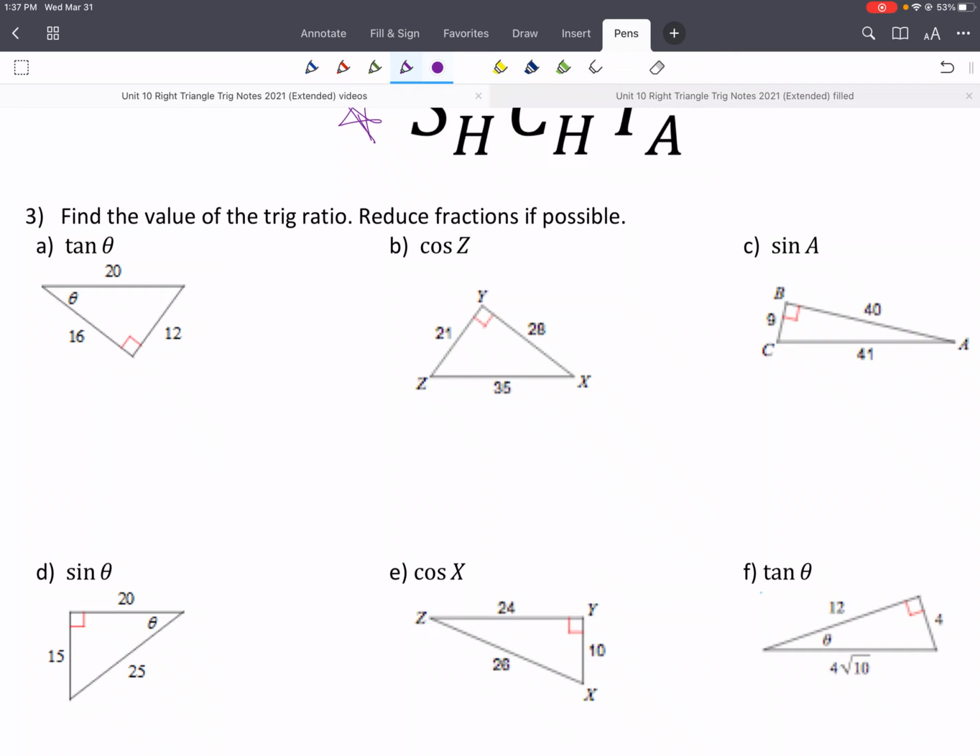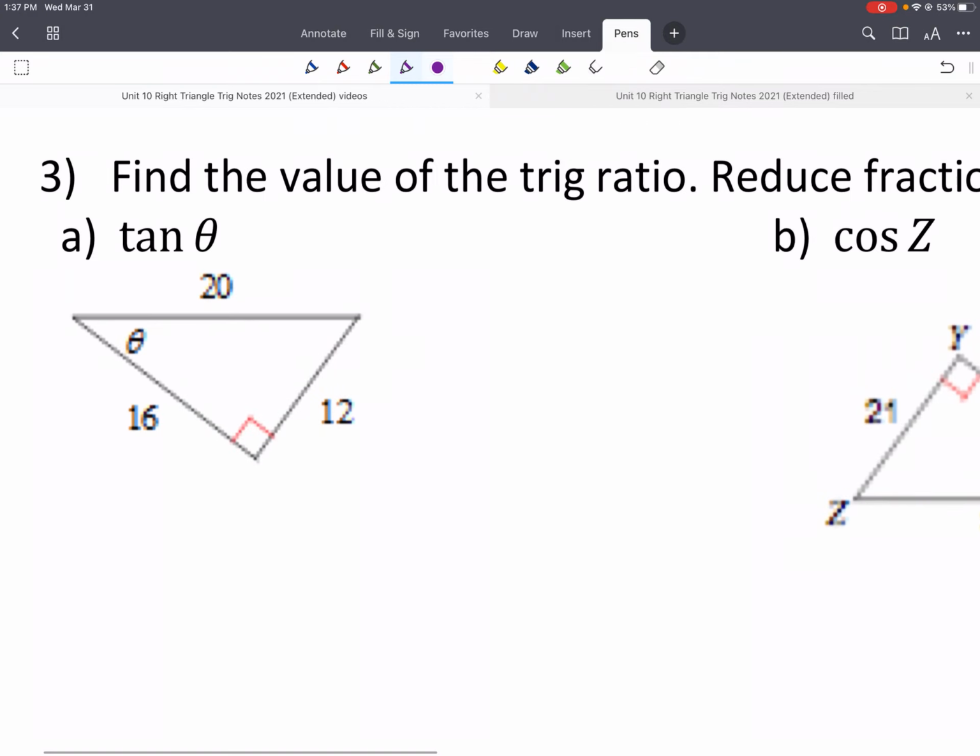All right, so here they want us to find the trig ratio. It says reduce fractions as possible. So here we want to find the trig ratio for tangent. Again, we know it's SOHCAHTOA, so T-O-A, opposite over adjacent. So we need to figure out which of these sides are opposite and adjacent. So here is our reference angle. We need to find its opposite, or maybe we'll just call it O. And then we need to find its adjacent.